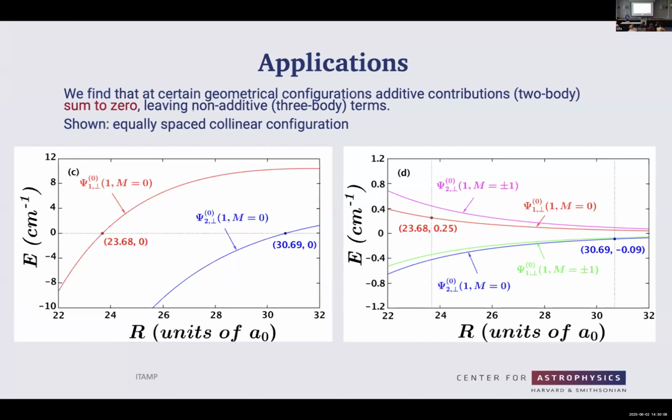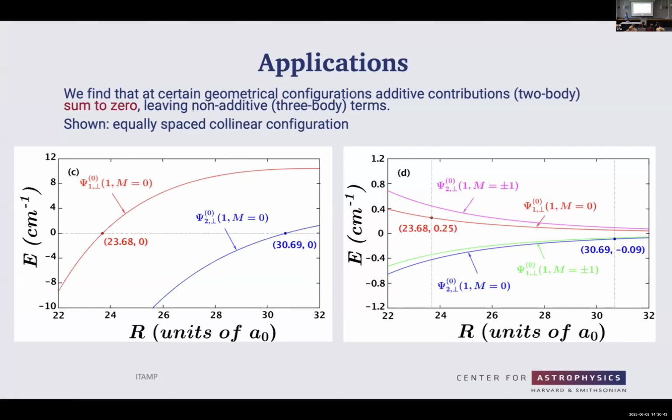And on this side are all the 2-body terms. And on this side are all the 3-body terms. Non-additive, additive, whatever. 2-body, 3-body. And what we find is that there are some separations where the 2-body adds up to 0. So here's a particular state at 23.6 Bohr or 30.6 Bohr, 30.7 Bohr. The 2-body sums to 0, but the 3-body doesn't.